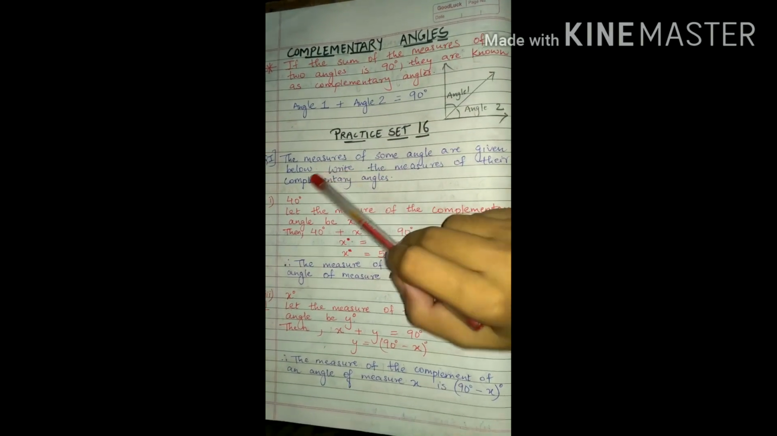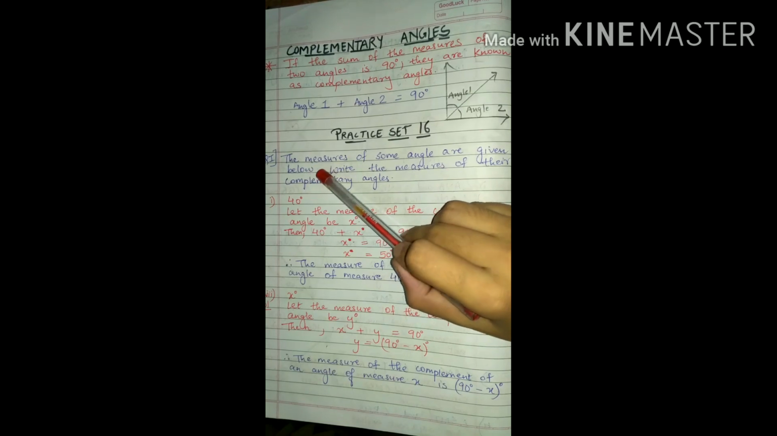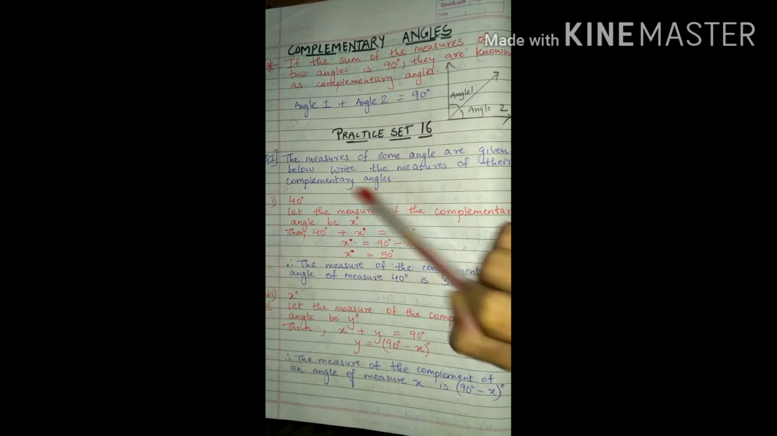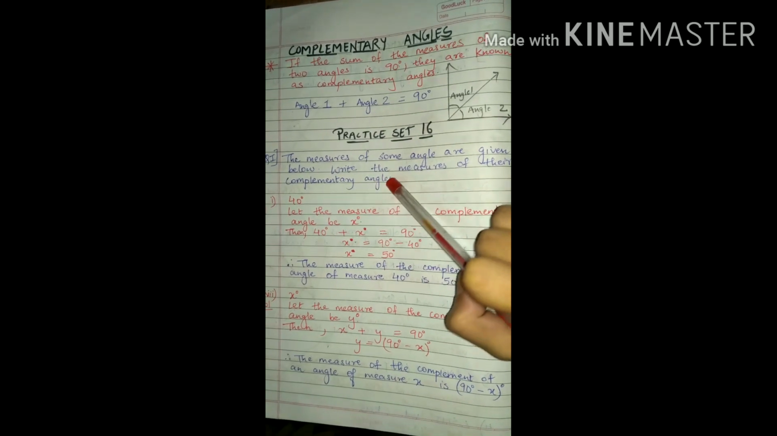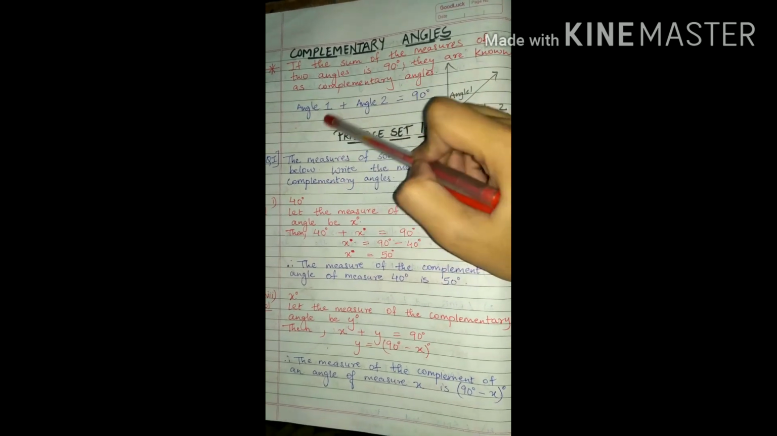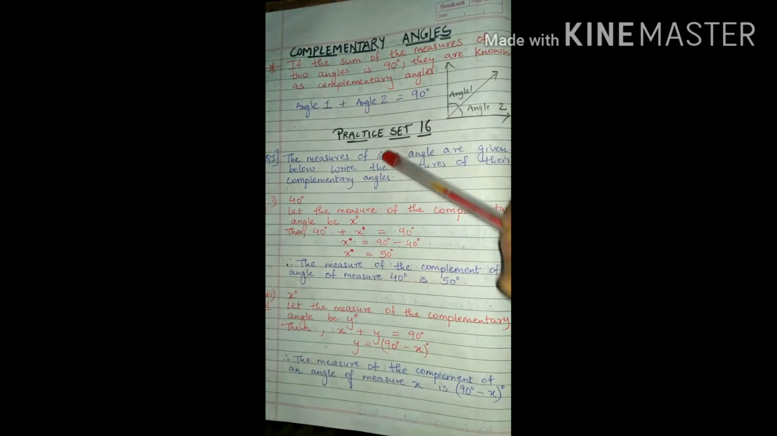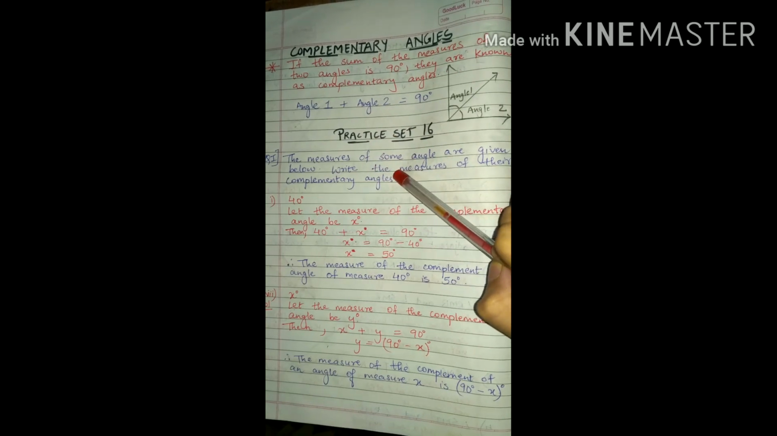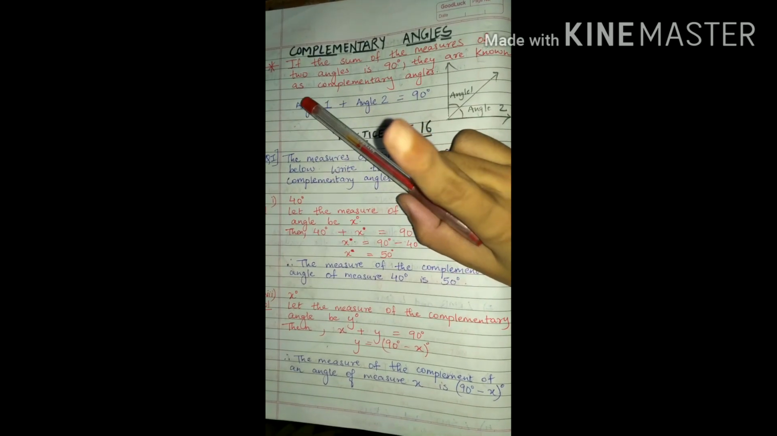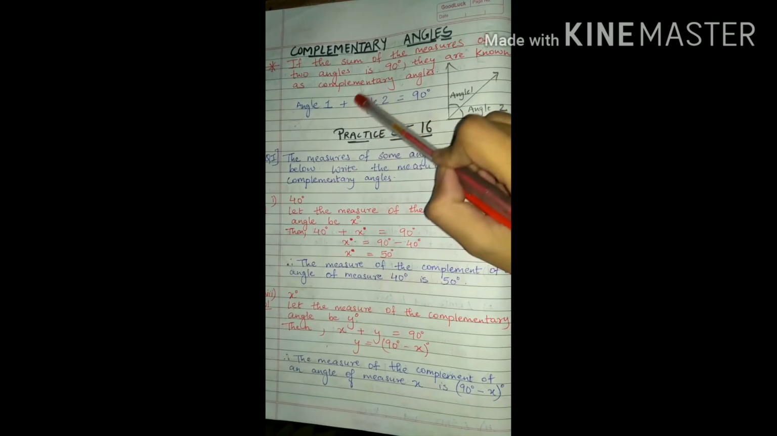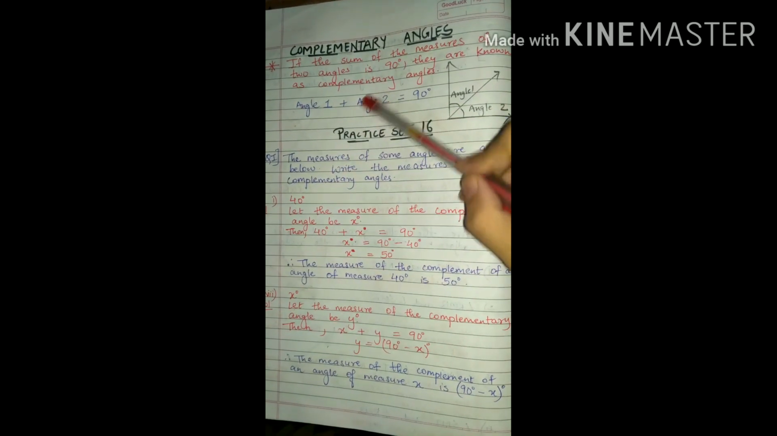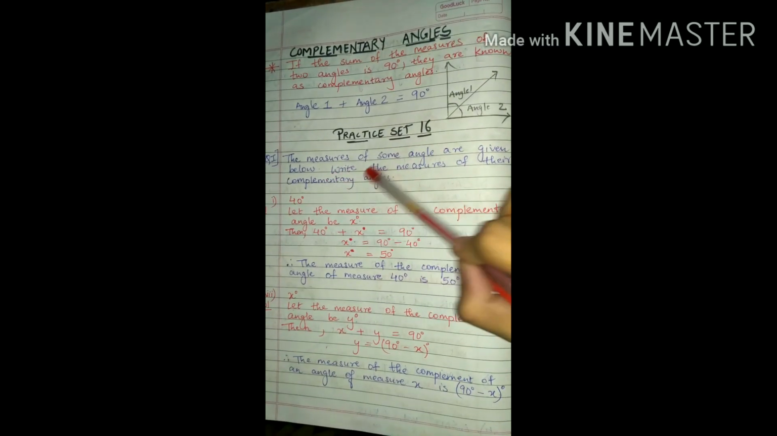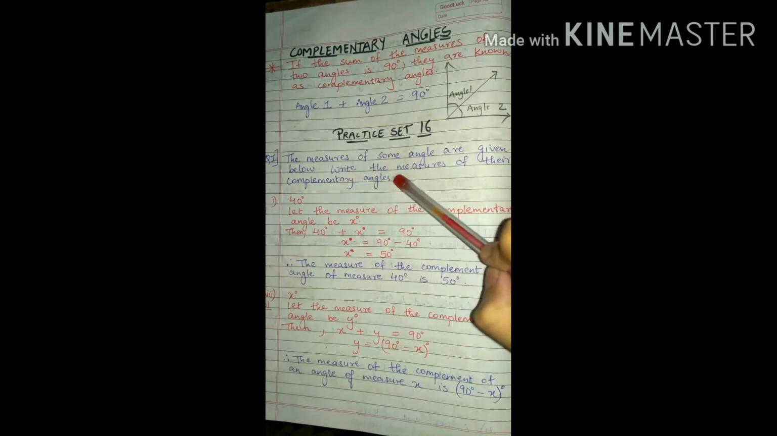So let's see what is there. Question number 1. The measure of some angles are given below. Write the measure of their complementary angle. Means the measure of one angle is given. They have told that both the angles together form complementary angles, and they have given the measure of one angle. We have to find the measure of the second angle. So how do we do this? The measures of some angles are given below. Write the measures of their complementary angles.